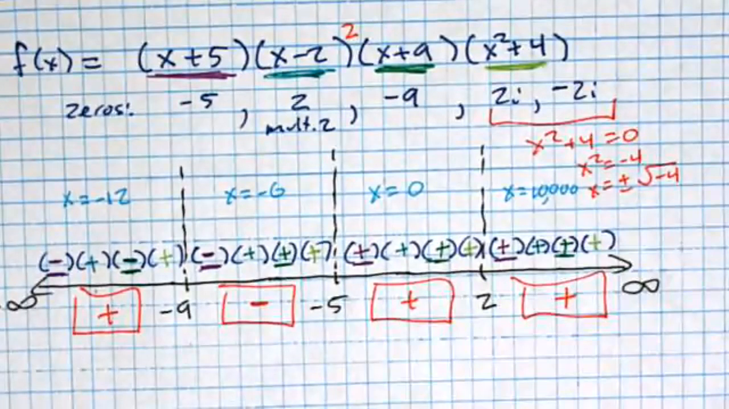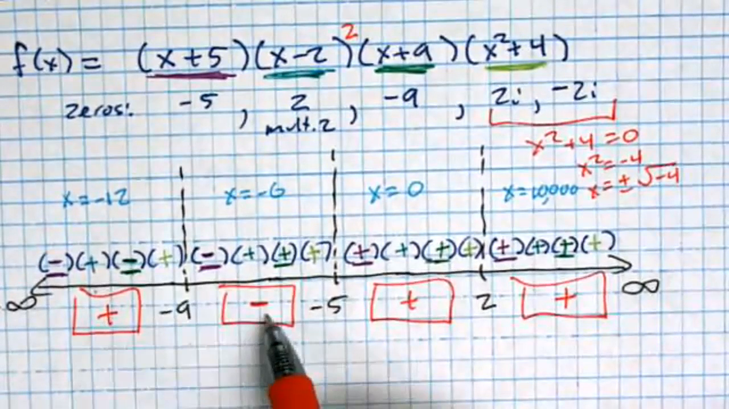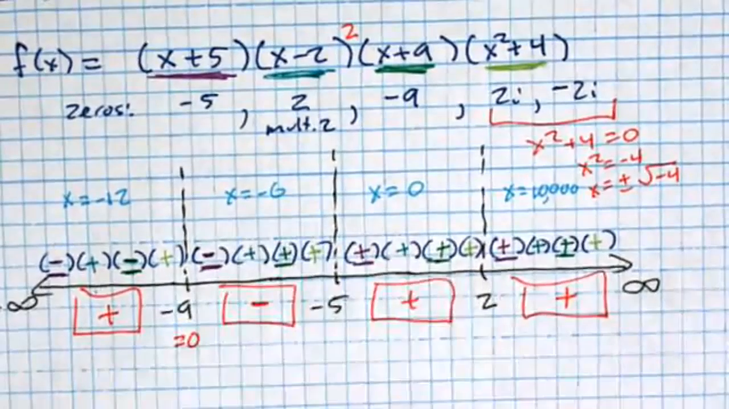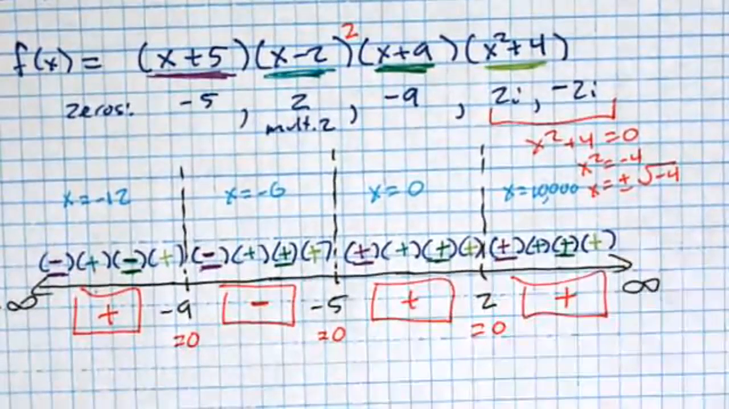And one final thing, I meant to do this at the beginning, but at least I didn't forget altogether. What is our function going to be doing at -9? It's not positive, it's not negative, it's crossing, it's equal to 0 here. And at -5, our function is equal to 0, and at 2, our function is equal to 0. And I want you to write those in.